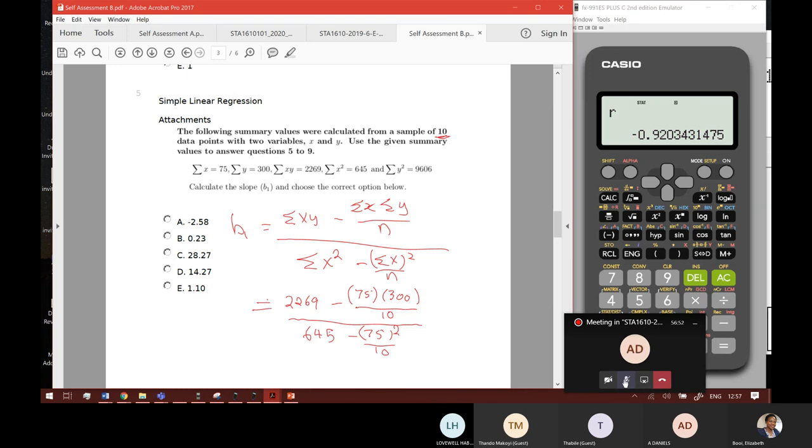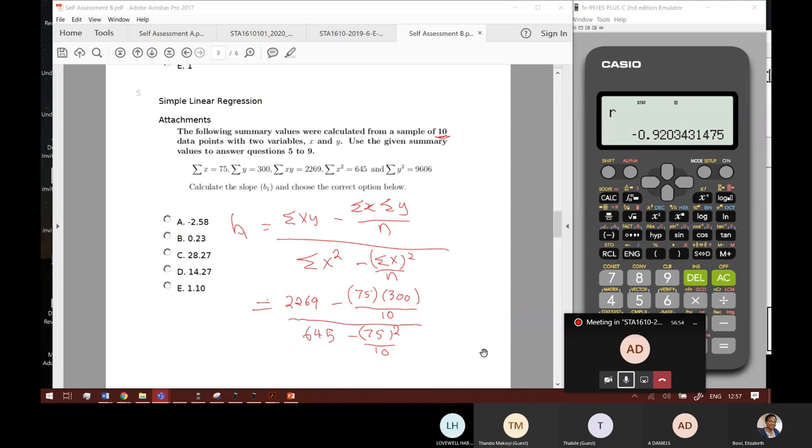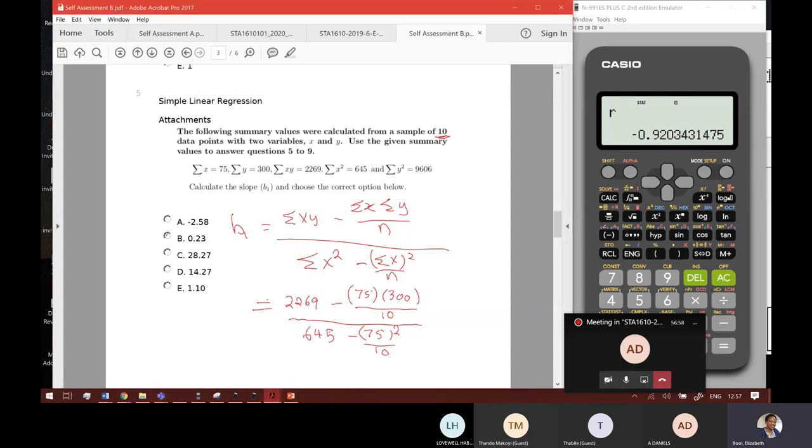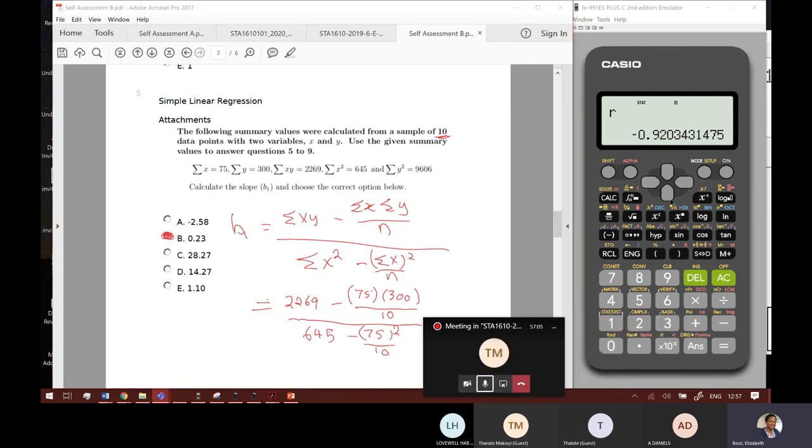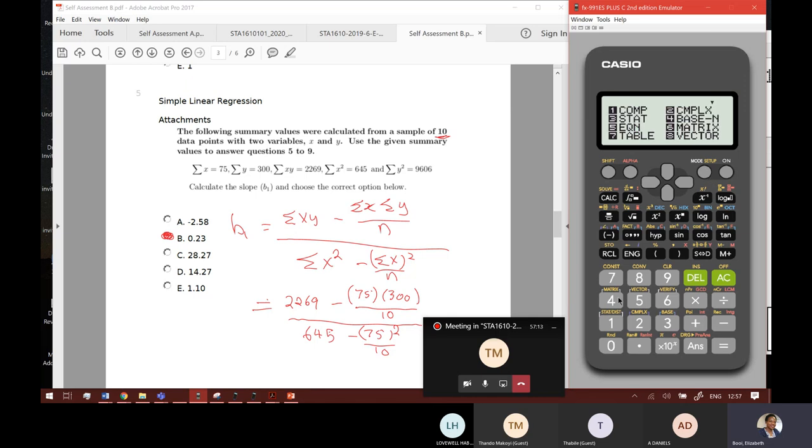Sorry, ma'am, I have 0.23. You have 0.23, which is that one. Okay. Also got the same. Okay. So since I have a Casio calculator, just to show those ones, I need to take the calculator to normal mode.